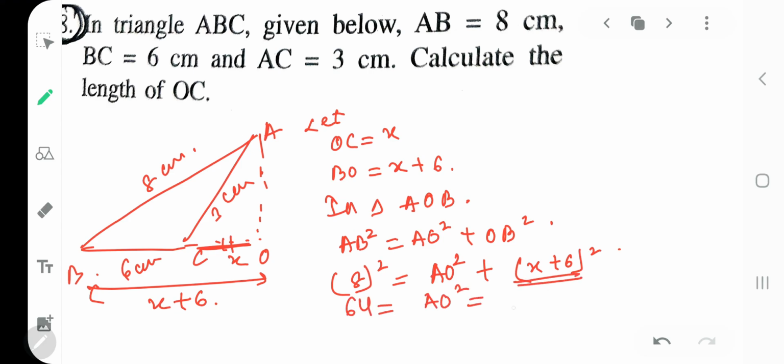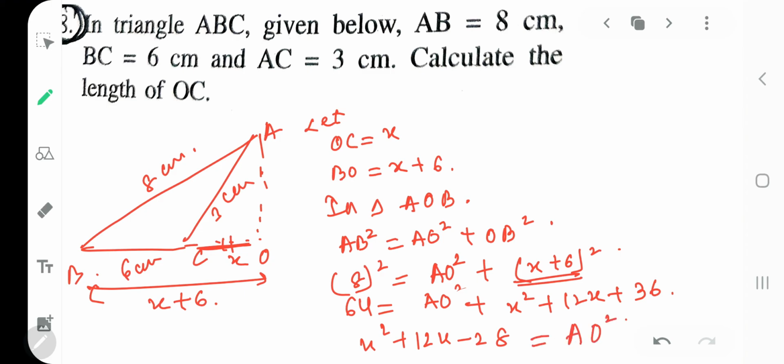You have to open this. X square plus 12x plus 36. From there you will get x square plus 12x, 64 minus 36, that is 28, is equal to AO square. Yes, my dear kids, you have to put this as equation number 1 and keep it as it is.